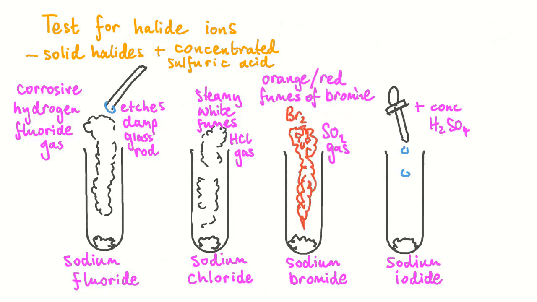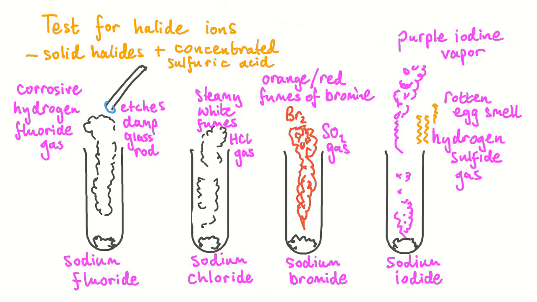The sodium bromide will produce orange fumes of bromine and also sulfur dioxide gas, which is an acidic gas. Sulfur dioxide gas will turn fresh acidified potassium dichromate paper from an orange to a green colour. The sodium iodide will produce a range of products. Most noticeable are a purple vapour caused by iodine and a smell of rotten eggs caused by the hydrogen sulfide gas. The iodine may condense as a brown or black solid inside the mouth of the tube.